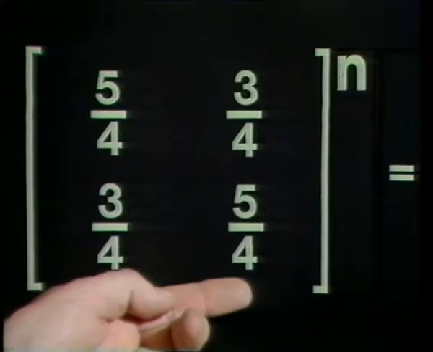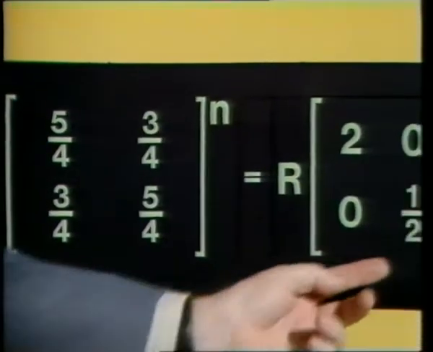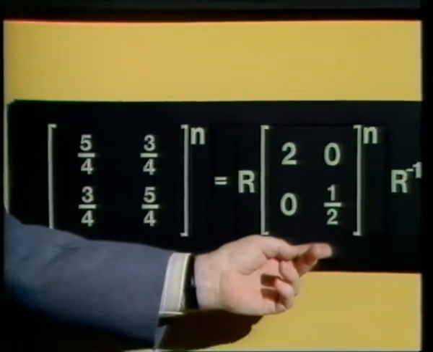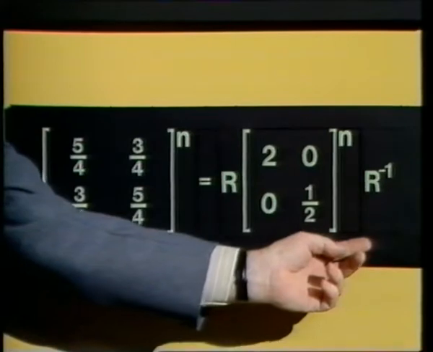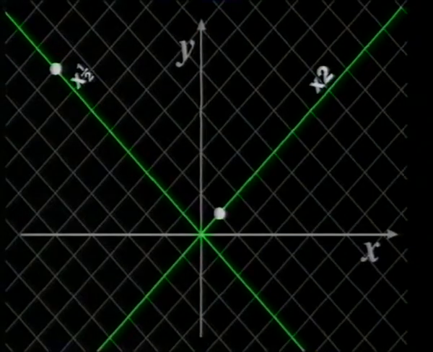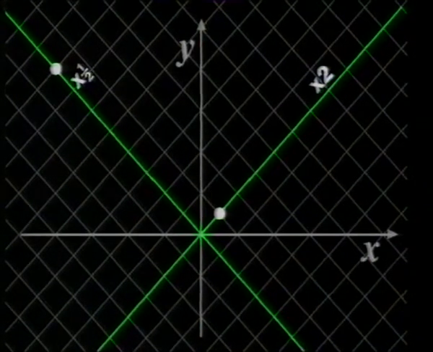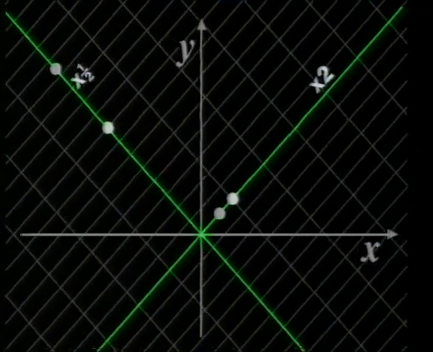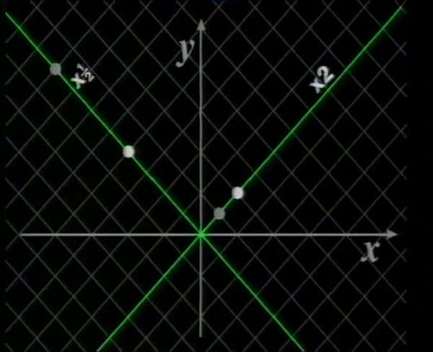You've done the calculation which shows that this raised to the power n is R times this diagonal matrix raised to the power n times R to the minus 1. But what's the geometry that's going on? First, let's look at the square of the matrix. That means applying the original transformation twice. We apply it once, and we apply it again.